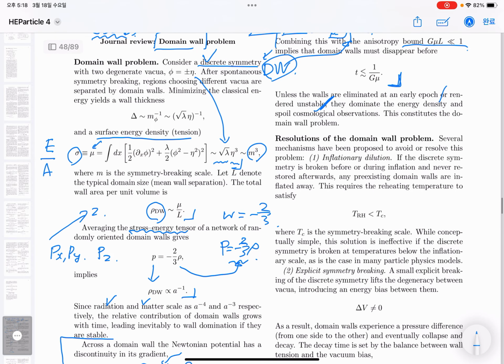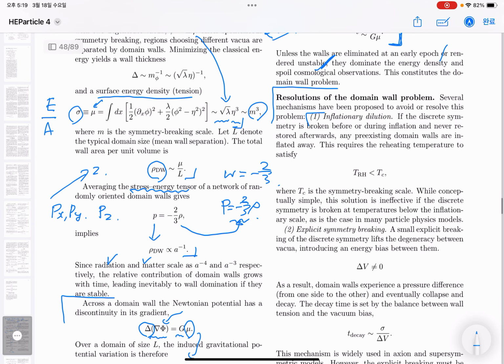So there are several mechanisms to avoid or resolve this domain wall problem. There are several types. The first one is inflationary dilution. If the discrete symmetry was spontaneously broken before or during the inflation, and never restored afterward, then all the pre-existing domain walls are inflated away. So the abundance of the DW can be diluted.